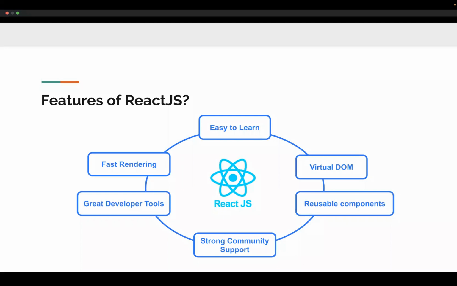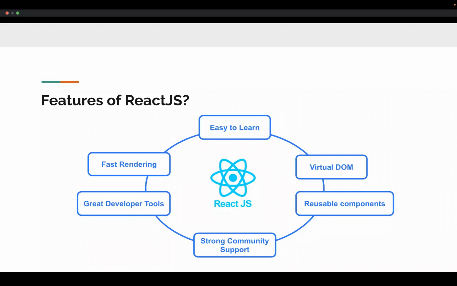Coming to virtual DOM, React creates a virtual DOM in memory. So instead of manipulating the browser's DOM directly, it makes changes in the virtual DOM. React then finds out what changes have been made and changes only what only needs to be changed.